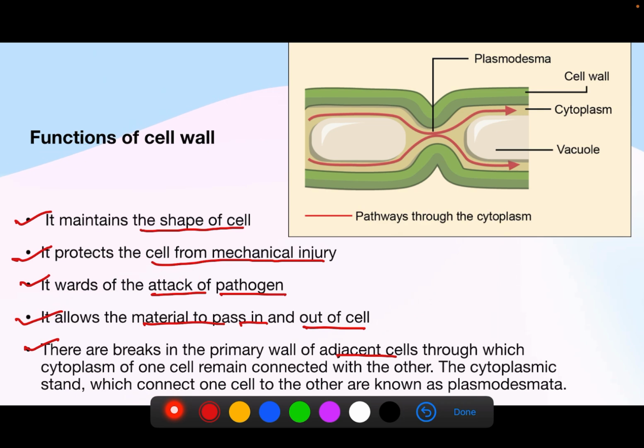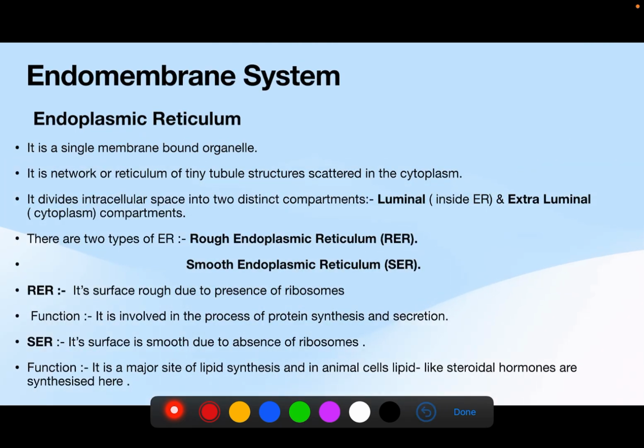There are breaks in the primary wall of adjacent cells through which the cytoplasm of one cell remains connected with the other. The cytoplasmic strand which connects one cell to another is known as plasmodesmata. Now see in this diagram, two adjacent cells are connected through the cytoplasm with the help of plasmodesmata. This is all about the cell wall.